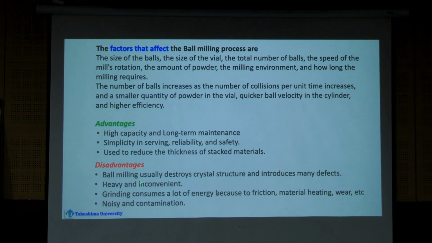Disadvantages: the ball mill usually destroys the crystal structure and introduces many defects, and it is heavy and inconvenient. Yesterday I told you that each material has a certain crystal structure. Atoms are arranged orderly, that is crystalline structure. But when the ball hits, it has kinetic energy. So when you use your mechanical energy to rub a pencil, you create graphene also.